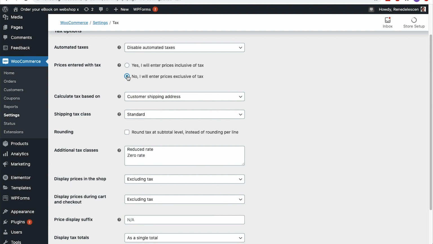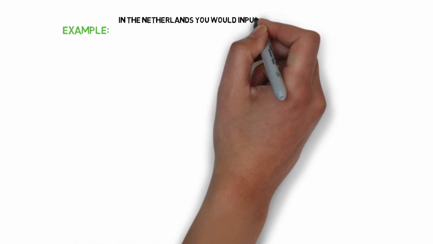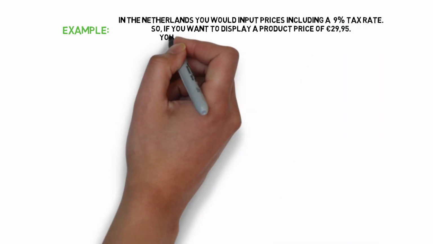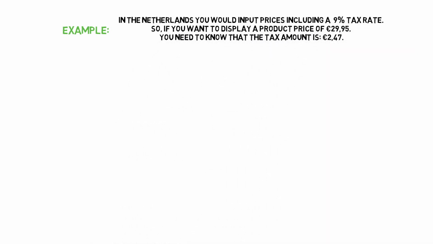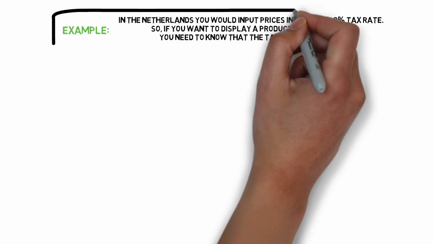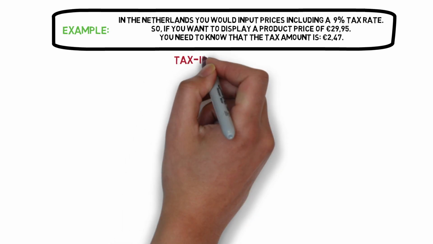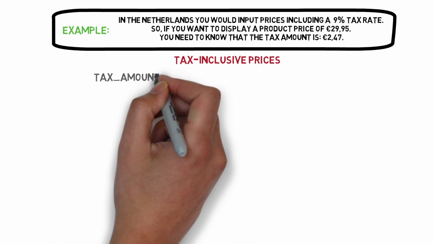Let me further elaborate on this subject using an example. In the Netherlands, we usually maintain a 20% tax rate on products. However, digital products like ebooks, audiobooks or online study material have a tax rate of 9%. So if we want to display a price of, let's say, 29.95 euros, then you need to know that the tax amount is 2.47 euros. In the example we used, the formula will look like this.